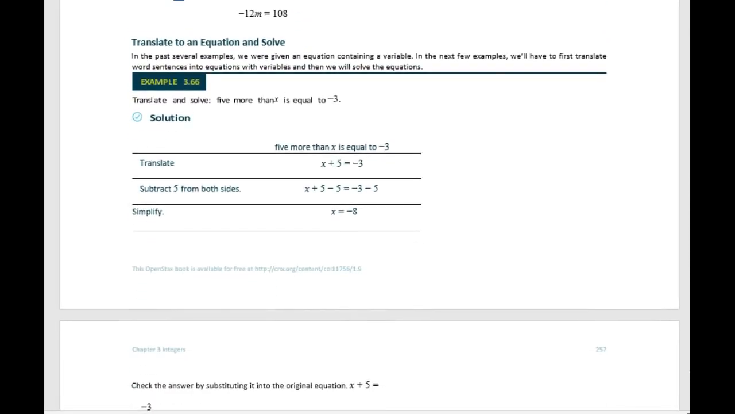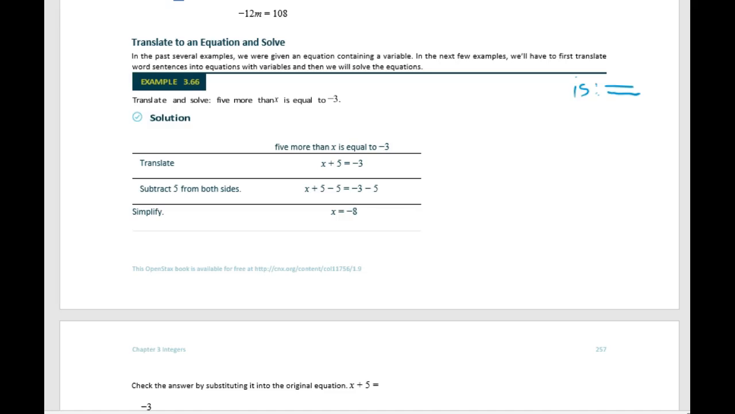Okay, so here we are for our final learning target. We're going to translate an equation and solve it. So translate and solve: 5 more than x is equal to -3. A couple of things we always want to be aware of is whenever you see the word is, that's where our equals sign goes. Here they actually told us it is equal to, but sometimes you won't be given that. So if ever you see the word is, that's where equals comes into play.